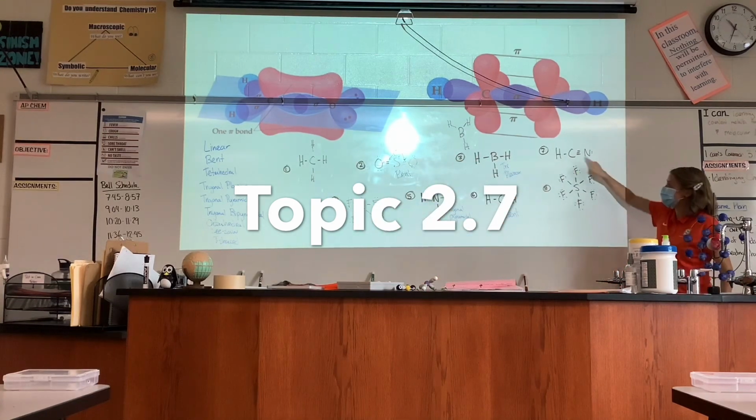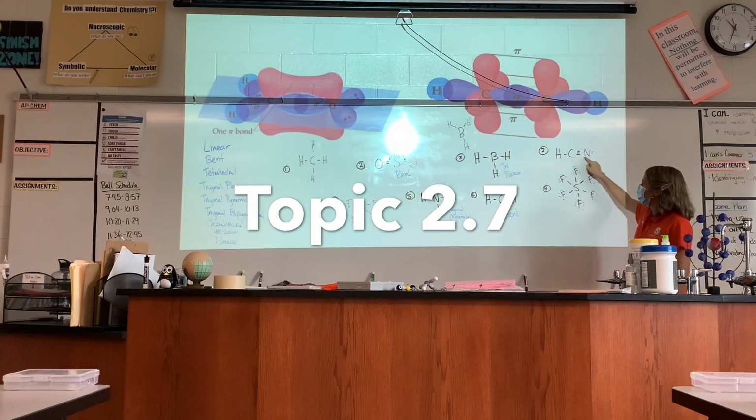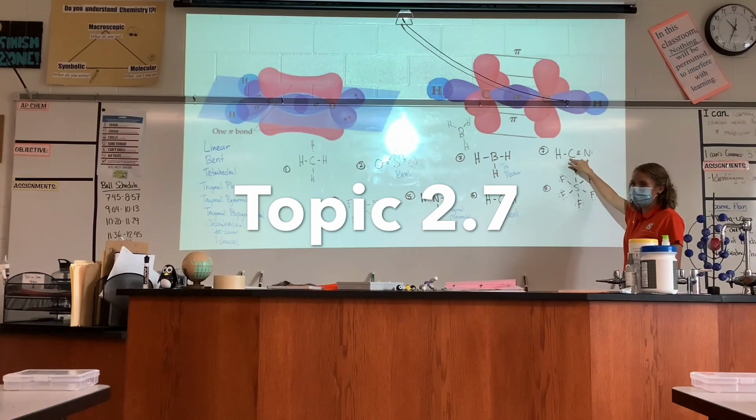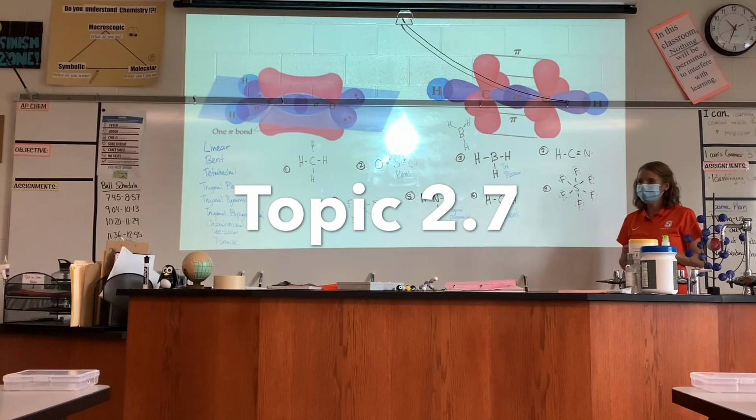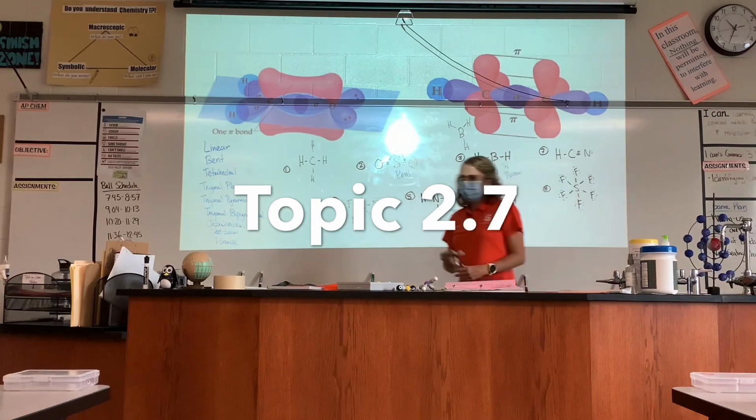Okay, number 7 is 1, 2, 3. Linear. Very good. Once again, think of building: you have 1 in the middle, 2 on the outside. It's always going to be a straight line. And number 8 is 1, 2, 3. Octahedral.